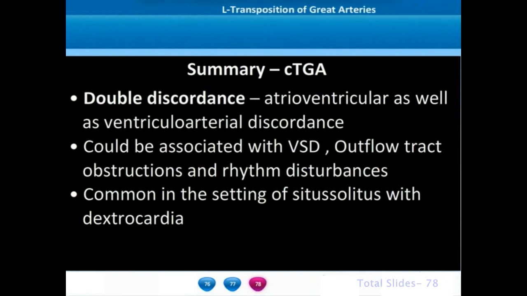Ventricular septal defect may be seen in about half of the patients with corrected transposition of great arteries and can be seen in any location. Pulmonary stenosis can be caused by a variety of reasons, but subvalvular aortic stenosis is relatively rare in corrected transposition.